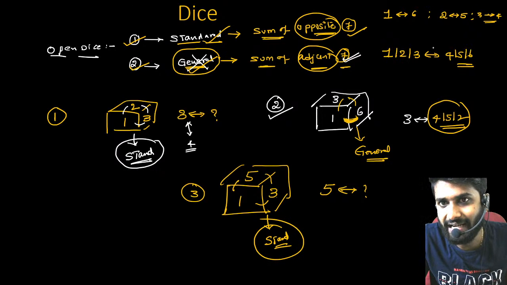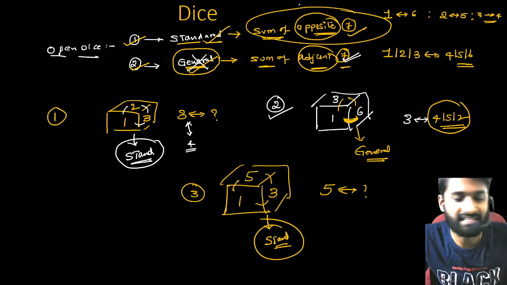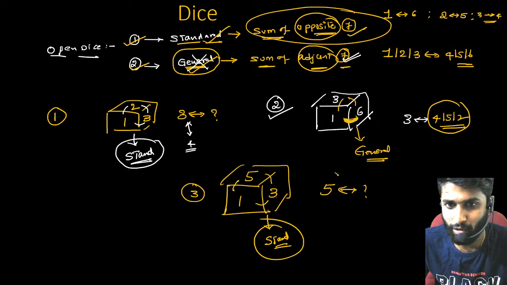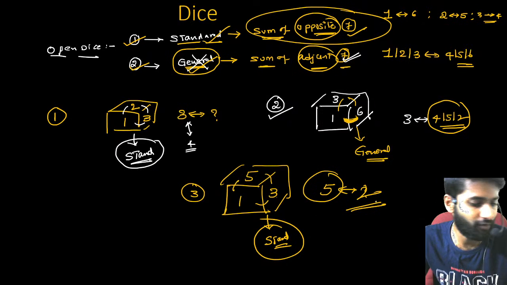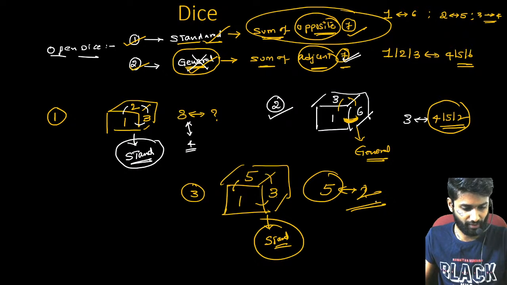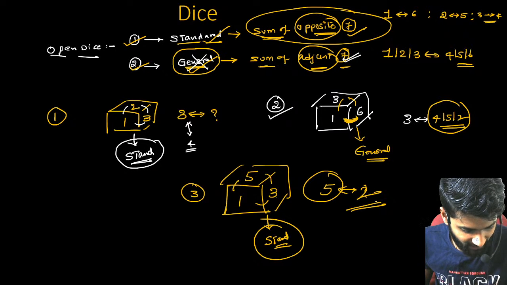Then what does the standard die say? The standard die says that the sum of opposite numbers is 7. Then what is the opposite number of 5? 2. So confirm that the answer is 2. Yes, very good. So the answer is 2.